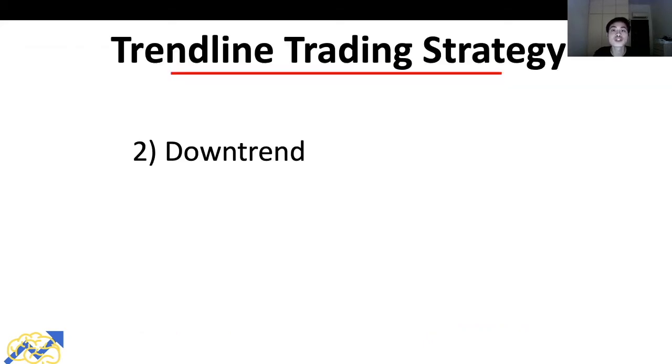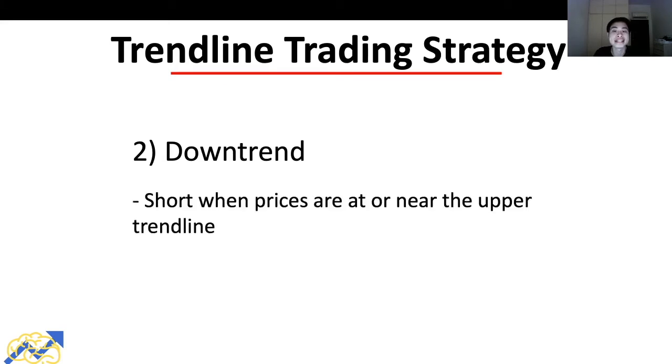The second trendline trading strategy is when prices are on a downtrend. We want to look to short when prices are at or near the upper trend line. So what do I mean by this? Let's take a look at some examples.